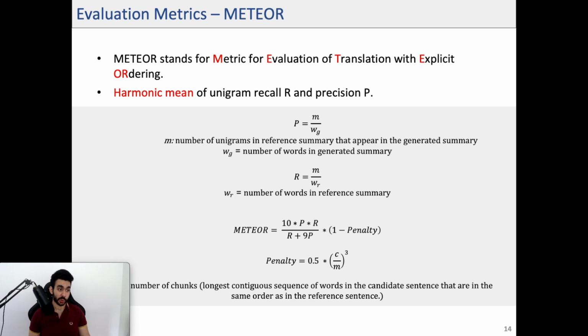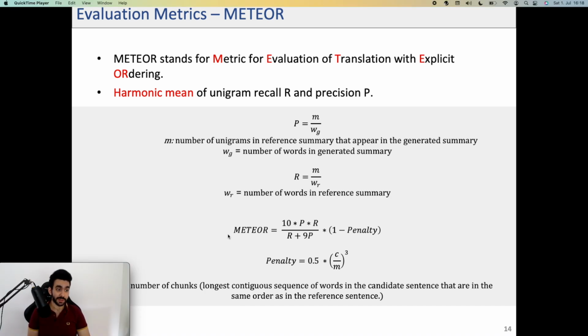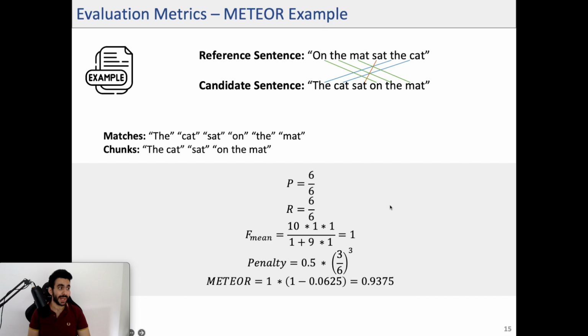Going into an F score, the METEOR is calculated by 10 times P times R over R plus 9P, multiplied by 1 minus penalty. And here comes the penalty term. The penalty term is actually denoted by 0.5 times C over M. C here actually being the number of chunks, or the largest contiguous sequence of words in the candidate sentence that appears in the reference sentence. This actually would be clearer in an example.